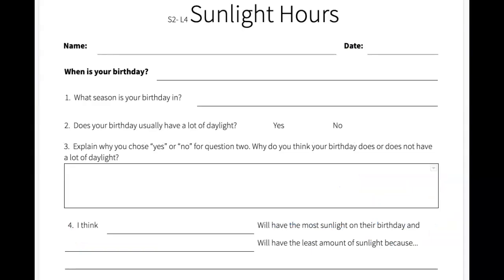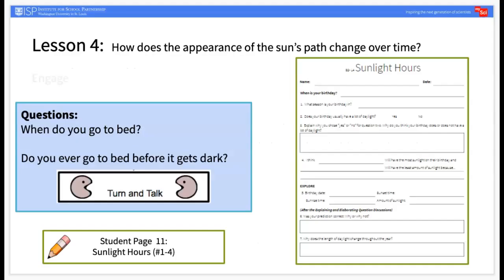In the Engage portion of this lesson, students will consider their birthday, the season it occurs in, and whether they experience longer or shorter amounts of daylight on their birthday. Students should support their responses with reasoning. Students should discuss their responses as a group and then share out to the whole class.